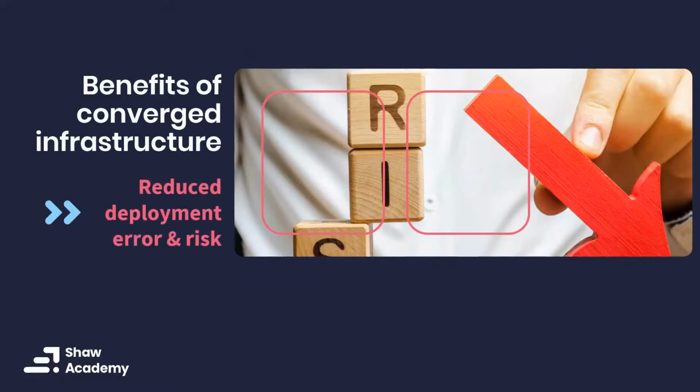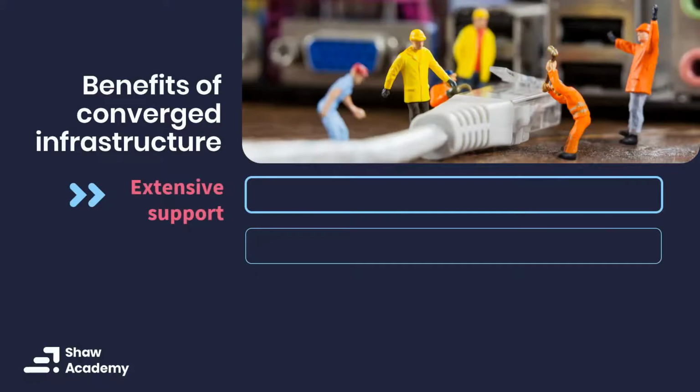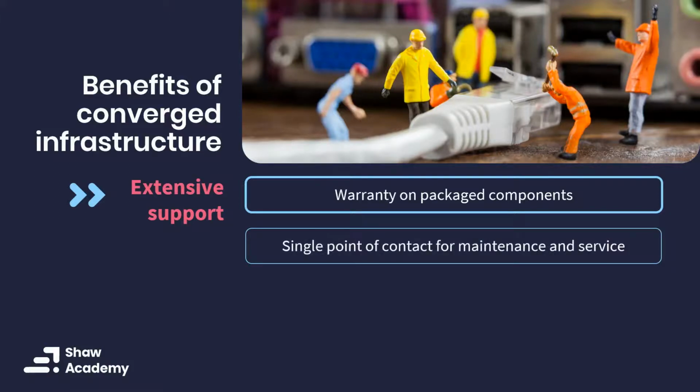The second benefit we need to mention is a reduction in deployment error and risk. Due to the fact that the converged infrastructures are tested before they're sold, the risk of error is greatly reduced. Companies acquiring the infrastructure are usually guaranteed a warranty on the packaged components, which means the company does not need to worry about day-to-day maintenance. The vendor supplying the converged system usually provides a single point of contact for maintenance and service issues. In the case where the packaged components are faulty, the vendor company is solely responsible for their repair and maintenance.